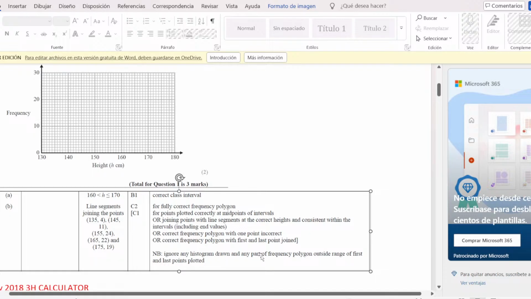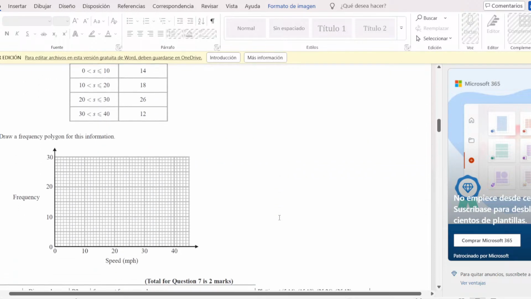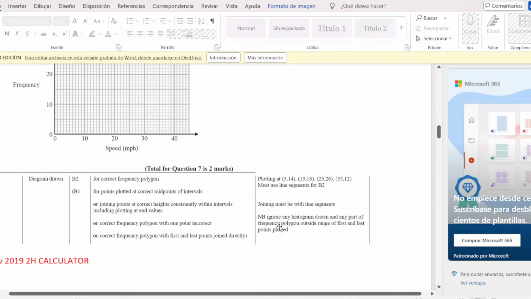Ignore any histogram drawn and any part of frequency polygon outside the range. No, that one doesn't say it. Let me find another one. Pretty sure there was one where it mentioned it. Yeah, that's another one, frequency polygon. Let's see. Does it say? It doesn't say anything, does it? Ignore any histogram or any part of the frequency. Yeah, that's the same thing as said before, isn't it? Joining must be line segments. You have to do straight lines between each of them for a correct frequency polygon. I thought it had said something about it.